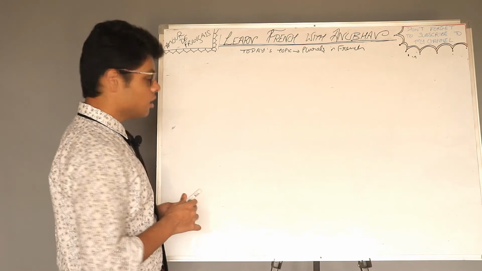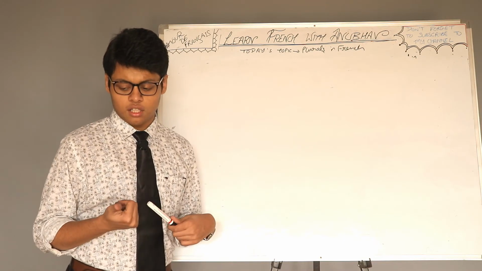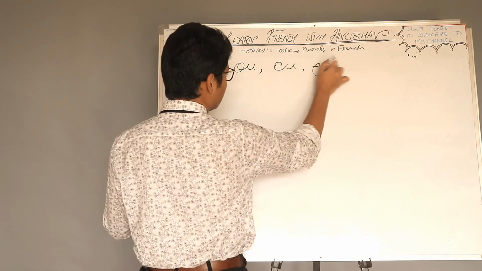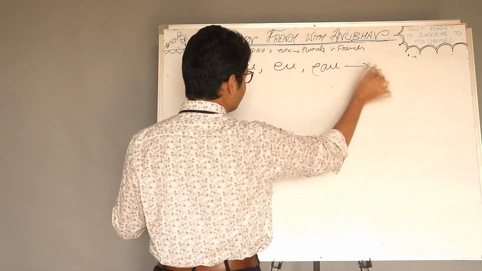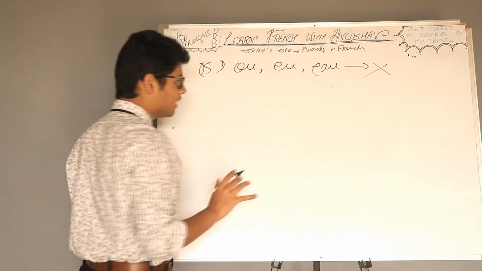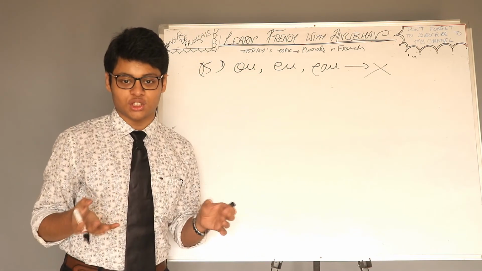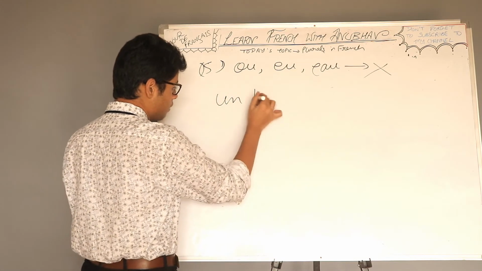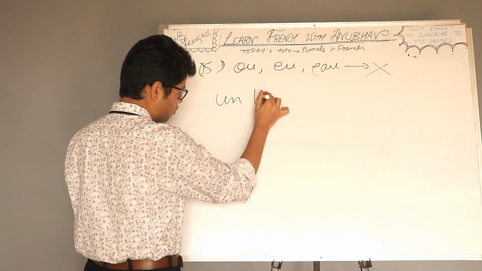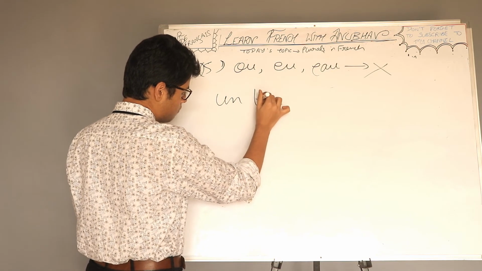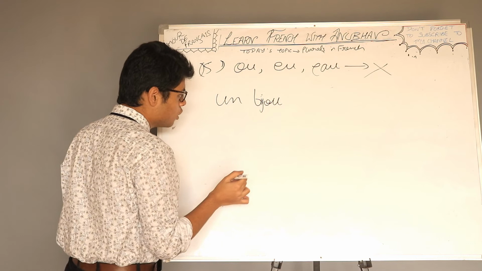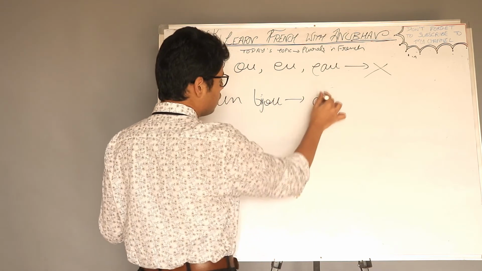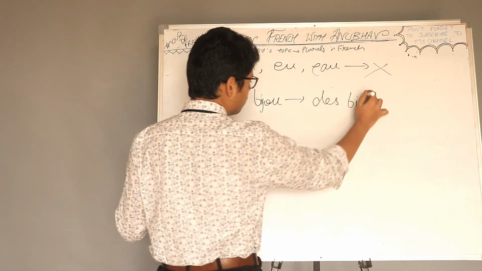Now coming to the next category, the fifth one. Words ending with OU or EU or EAU. How to make a plural? Add X instead of adding the S, the conventional rule, just add X. For example, un bijou, B-I-J-O-U, a jewel or a jewelry. How to make a plural? Des bijoux.